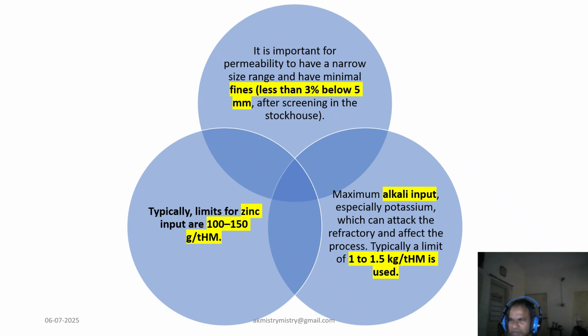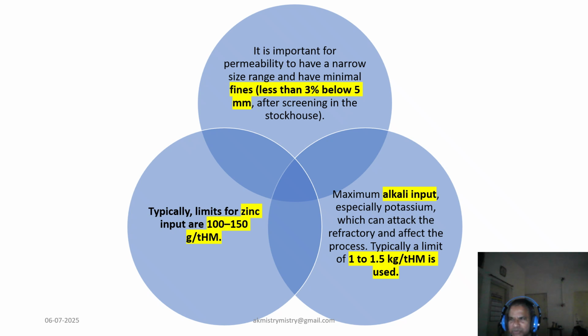Now, in order to have a good permeability, we also need a narrow size range for raw materials with minimal fines. As a thumb rule, we can say that the fraction below 5 mm, that is minus 5 mm, should be less than 3% after screening in the stockhouse.